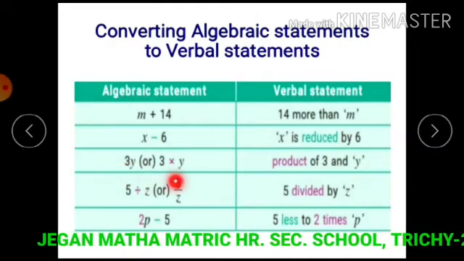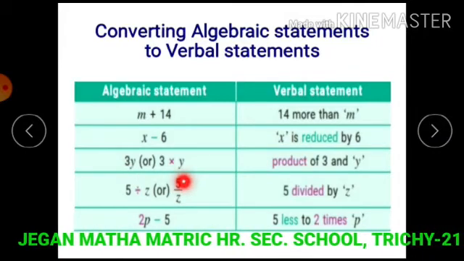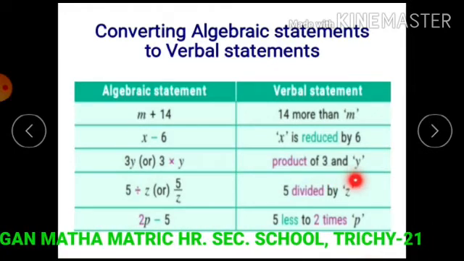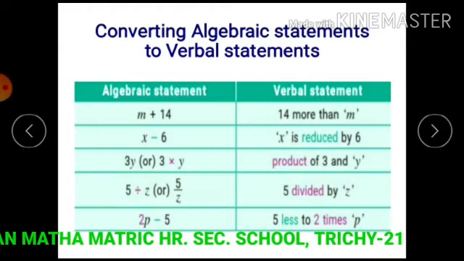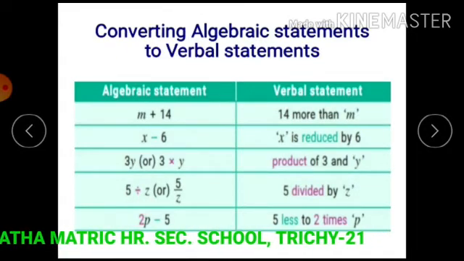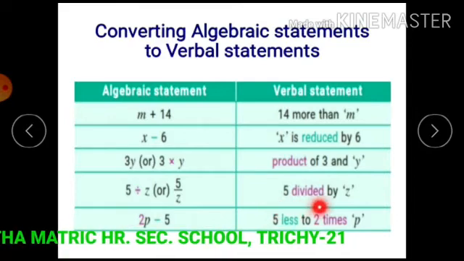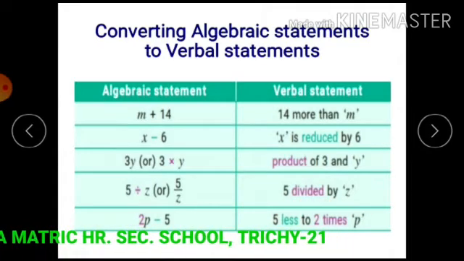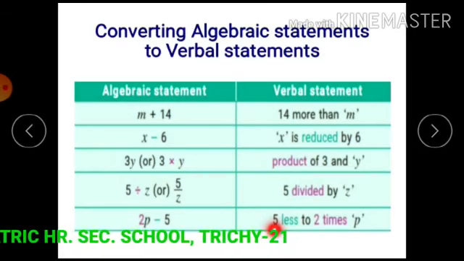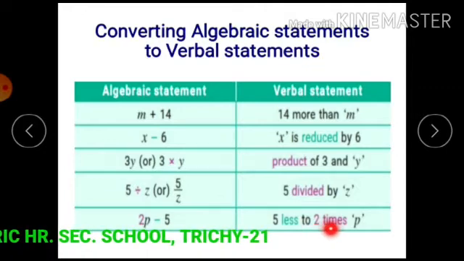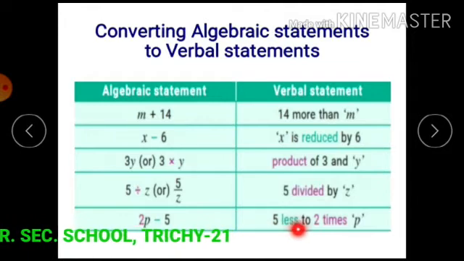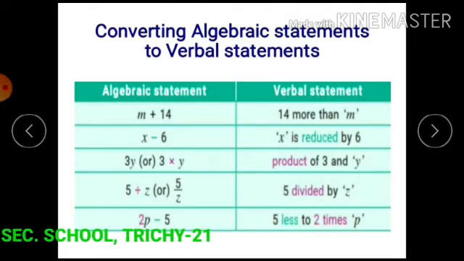3y or 3 into y is equal to product of 3 and y or 3 times of y. 5 is divided by z is equal to 5 is divided by z. 2p minus 5 equal to 5 less 2 times p.